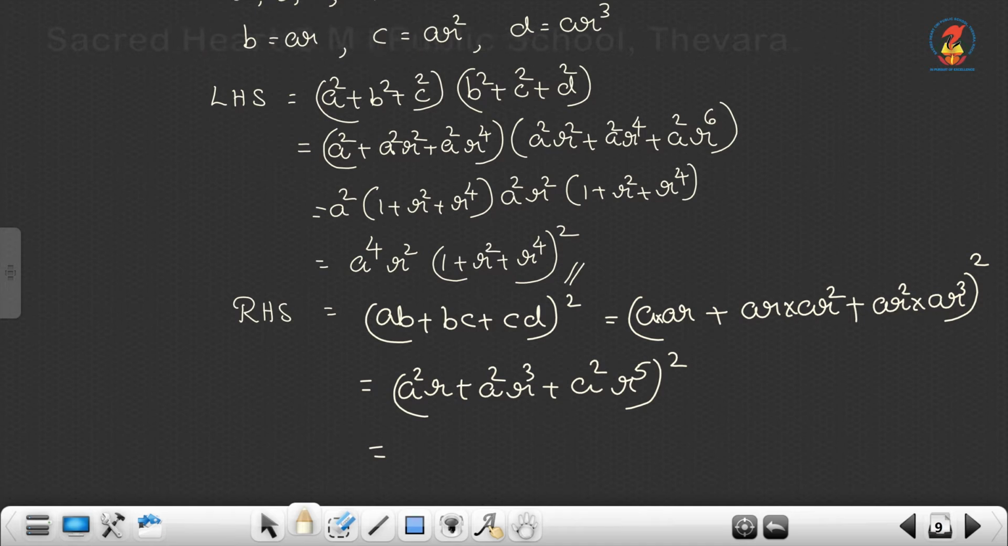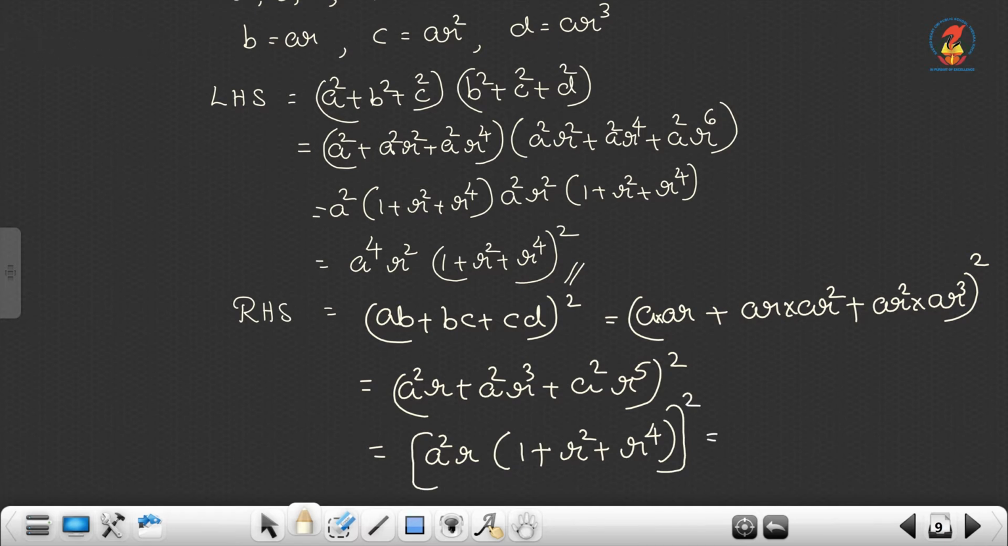A square R is common. So, A square R outside, then bracket 1 plus R square plus R raised to 4, its square. So, that is equal to A raised to 4 R square, then (1 plus R square plus R raised to 4) whole square. Is it the same as LHS? Yes. Therefore, LHS equals RHS.